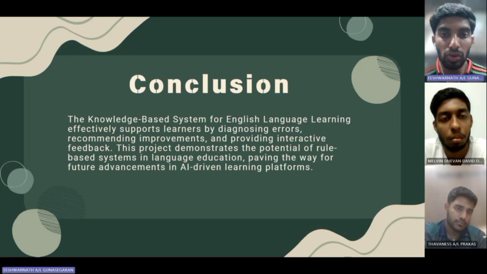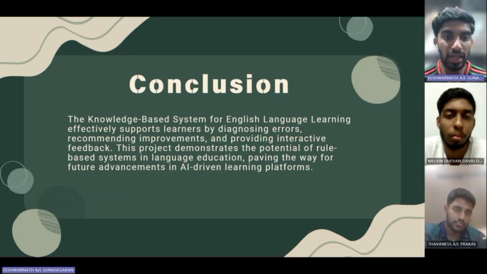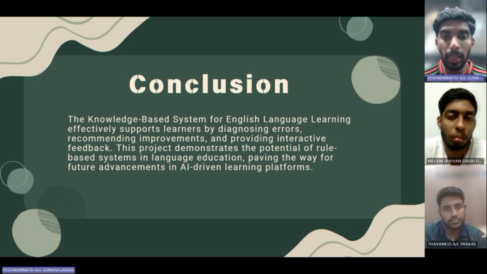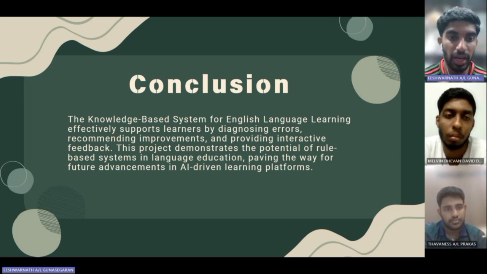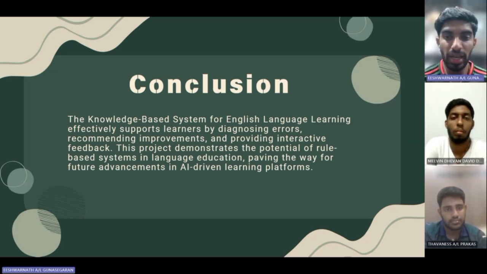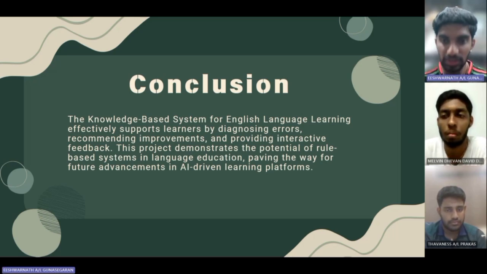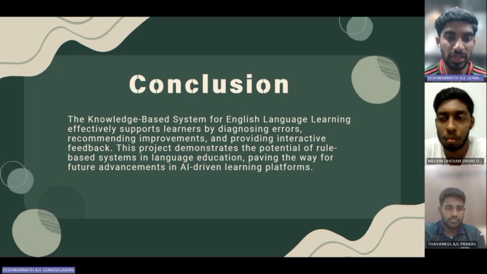So as we conclude our project, the knowledge-based system for English language learning effectively supports learners by diagnosing errors, recommending improvement, and providing interactive feedback. This project demonstrates the potential of rule-based systems in language education, paving the way for future advancements in AI-driven learning platforms.